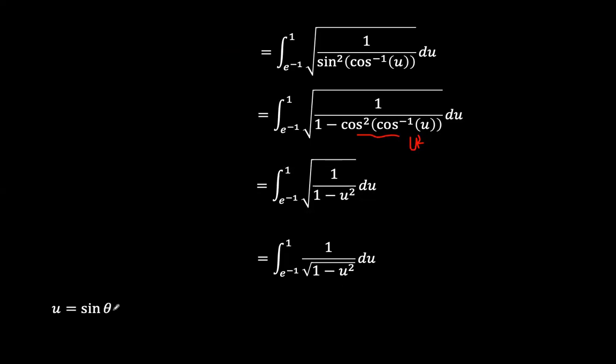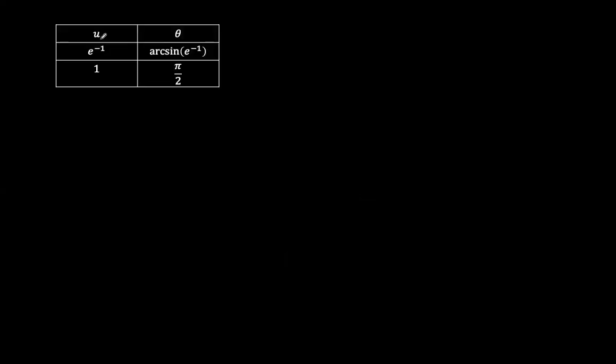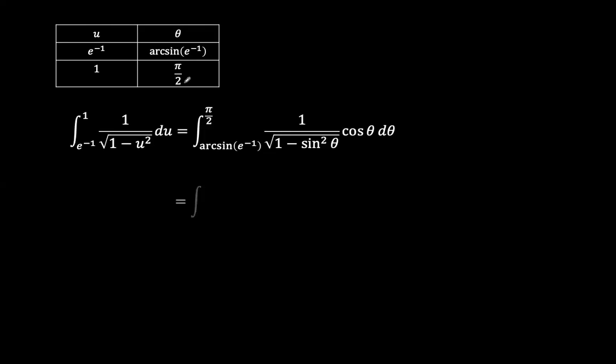We can now do another substitution by letting u be equal to sine theta. That means that du/d theta is cosine theta, and therefore we can substitute for du with cosine theta d theta. Now the limits: when u equals e to the power negative 1, theta becomes arc cosine e to the power negative 1, and when u equals 1, arc cosine of 1 is pi over 2.